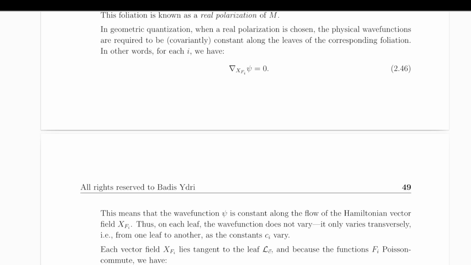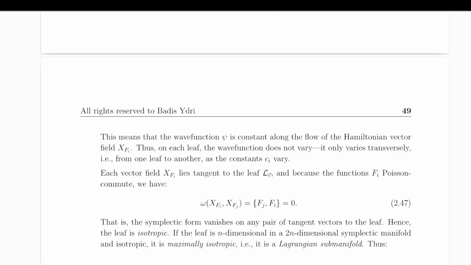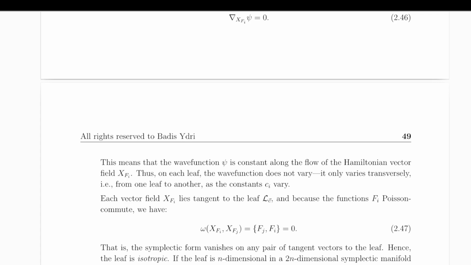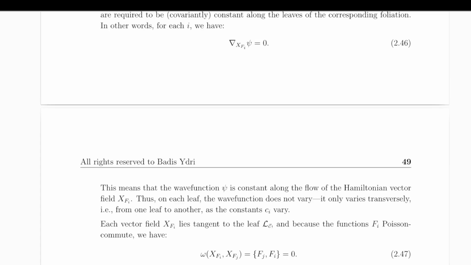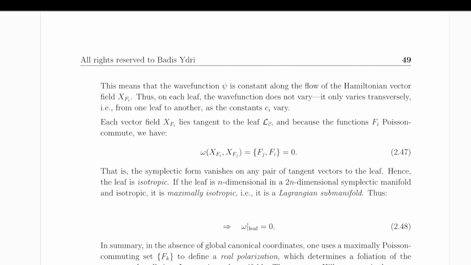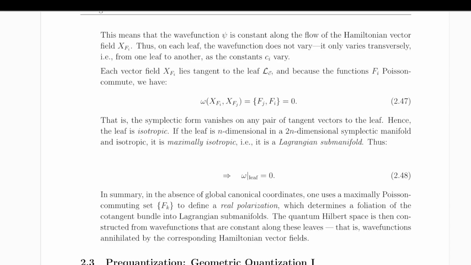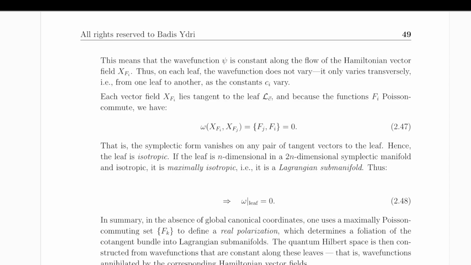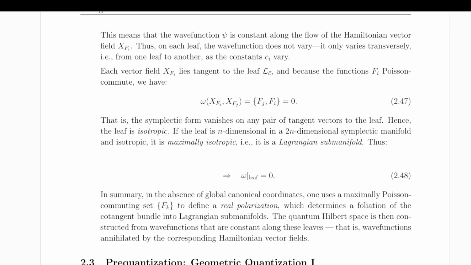In the language of wave functions, this choice means that physical wave functions should be constant along the leaves of the foliation. They vary only in directions transverse to the leaves. Thus, the idea of a real polarization is to reduce the degrees of freedom of wave functions, aligning quantum mechanics with the global geometry of phase space. In geometric quantization, the Hilbert space is built from wave functions that are constant along the leaves defined by a polarization. In the absence of global canonical coordinates, this approach provides a flexible and powerful framework for constructing quantum theories from classical phase spaces.